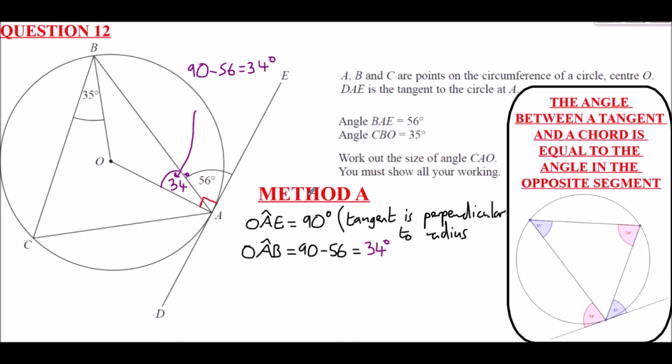So where do we go next? Well, there's a few places we can go next. So what we should spot here is that this triangle OAB is isosceles, because both of these sides are radii. So the base angles of an isosceles triangle are equal. So if this is 34, this one here will be 34.